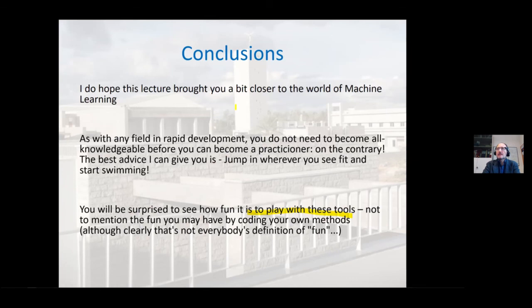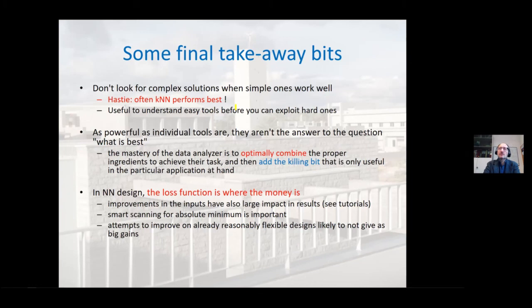So some final takeaway bits. Don't look for the most complex solution in the first place because you can get stuck. Try easy things first, okay? The mastery comes from optimally combining the proper ingredients. And this is not easy, so it becomes something that you do well after you are an expert, of course. The loss function of the neural network is really where the money is, so you should spend time thinking about it and how to incorporate as much as you can of the problem at hand.